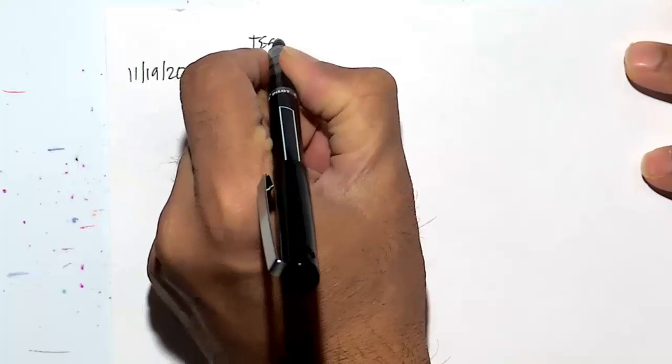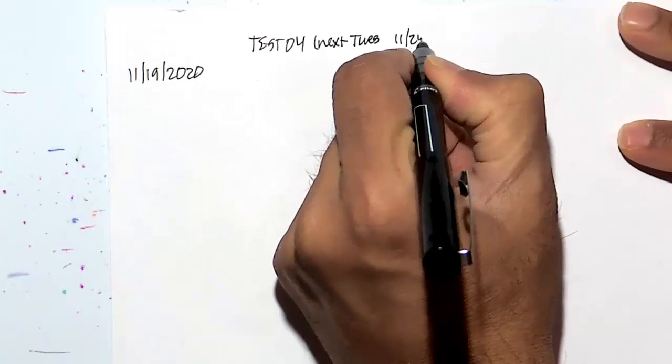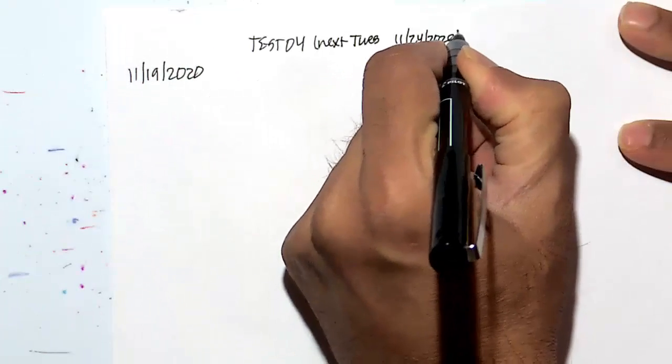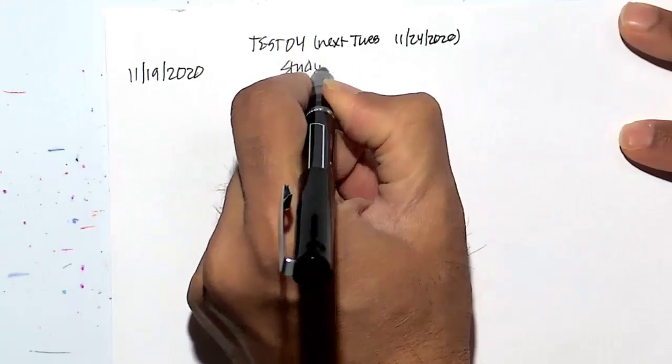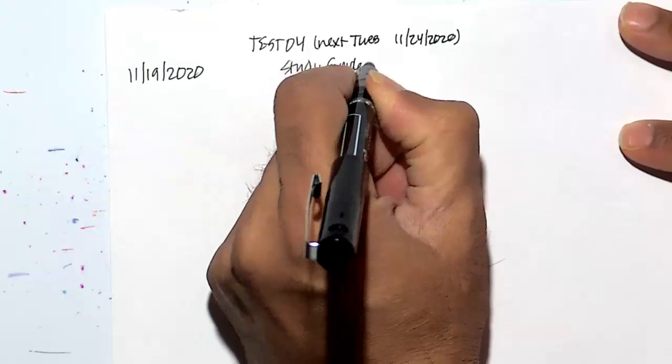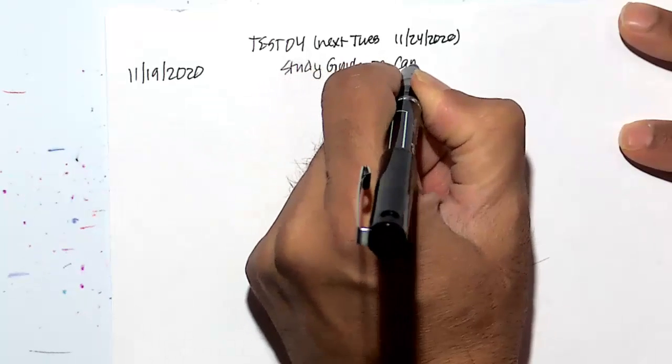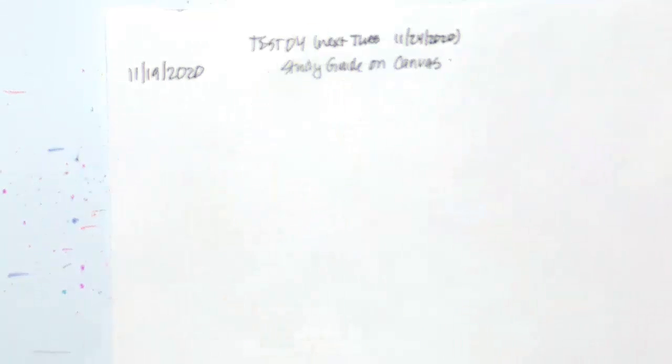All right, so test 4 is going to be next Tuesday. Next Tuesday is the 24th of November, so it is the last day of the semester. The study guide is on Canvas. When I finish, if there's anything that you think is missing or you need more assistance on, you should check out the study guide that's available on Canvas.